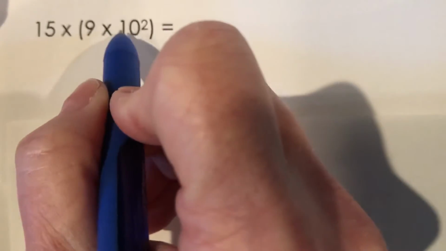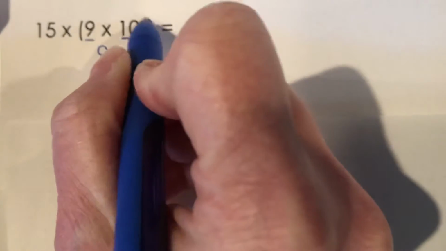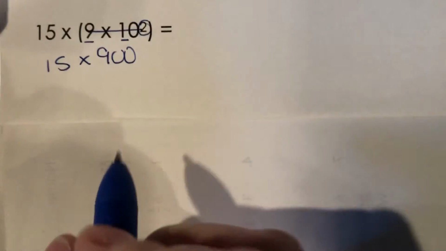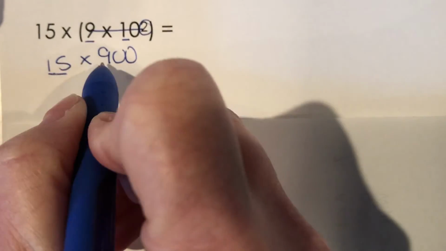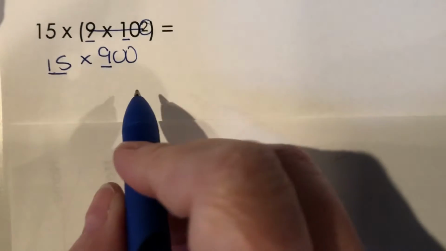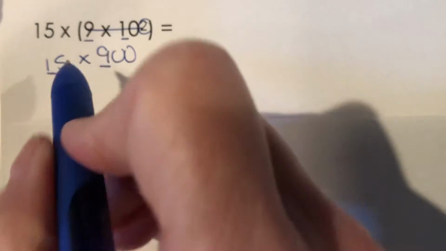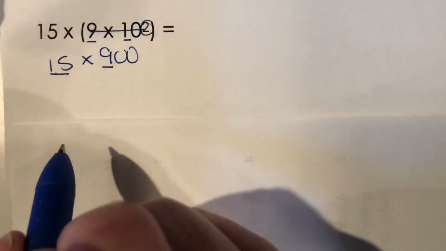All right, I'm going to solve in here first. 9 times 10 squared. Well, 9 times 1 is 9, and this 2 tells me 2 zeros. So 9 times 10 squared is 900. I'm supposed to take 15 times 900. So I have to do 15 times 9, and we've had a couple of those on our bell work. And remember that we can use the break apart strategy for this.